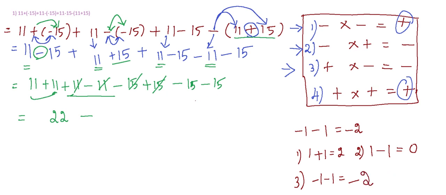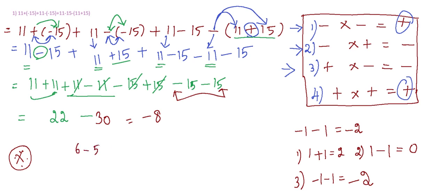Okay. So, here you have minus 15 minus 15. So, the answer is going to be minus 30. So, 22 minus 30 will be minus 8. Okay. So, you have to be careful with all the symbols, whether it is plus or minus. That's the important note. Let's go with another example.